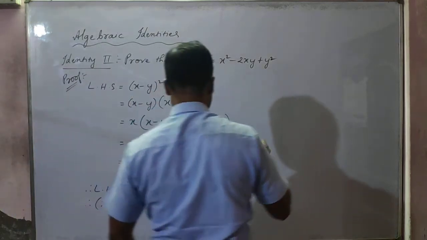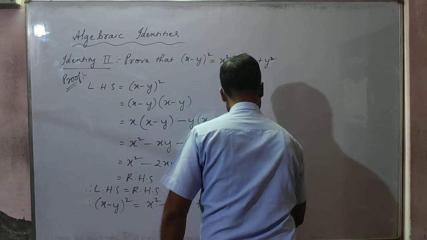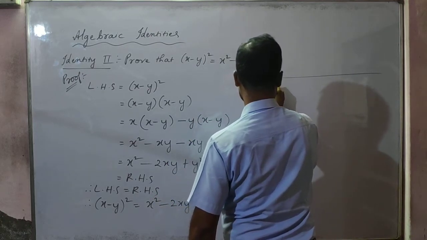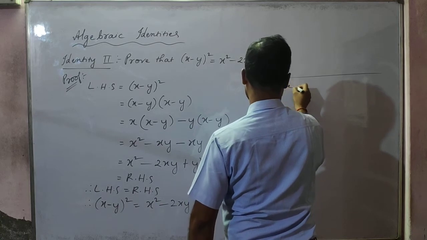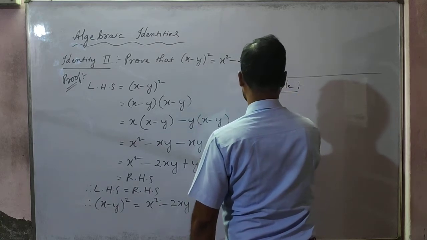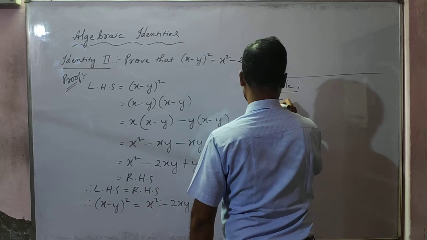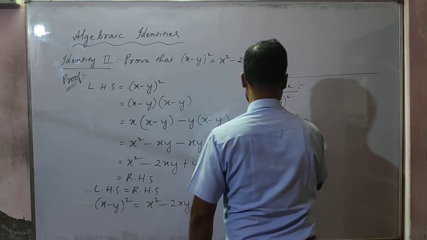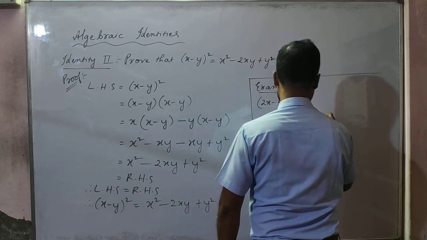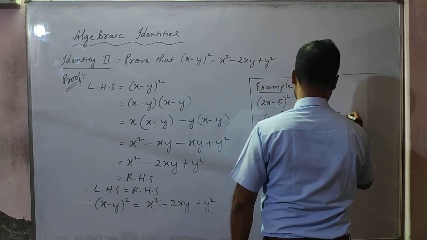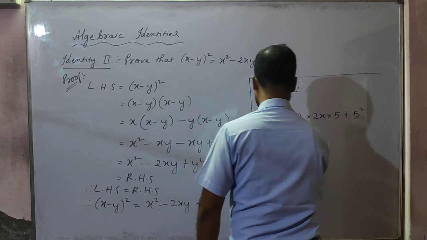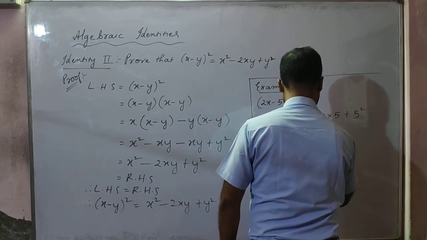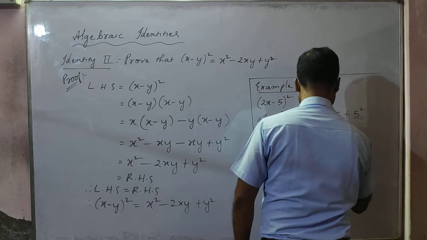So for this we can take one example also, students. We can take one example easily. Suppose we need to expand 2x minus 5 whole square. So 2x whole square minus 2 into 2x into 5 plus 5 square. So that will be 4x square minus 20x plus 25.